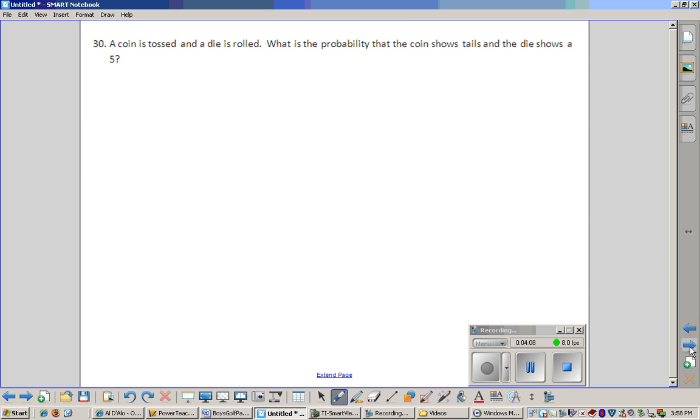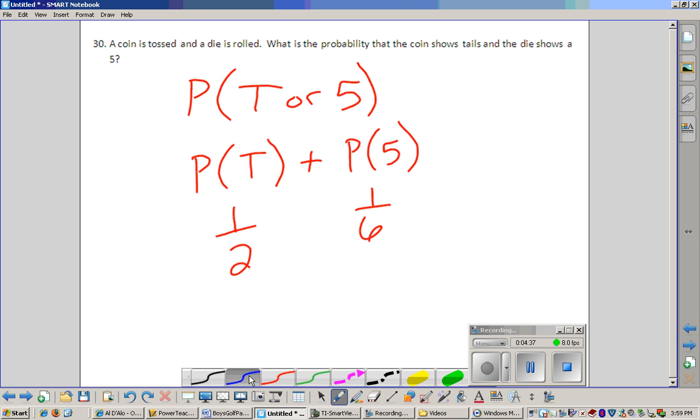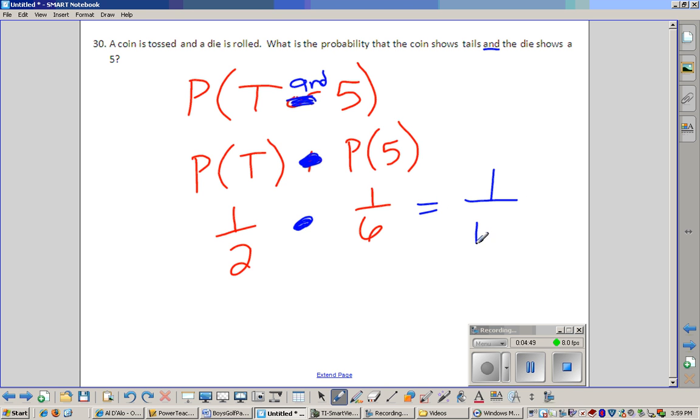Okay, and the last one is a coin toss. And they want to know what's the probability that you get a tail and you roll a 5 on a die. Now, these 2 things have nothing to do with one another. So what we're going to do is find individually the probability of a tail, which is 1/2, or means add, the probability of a 5, which is 1/6. So these guys have made a mistake. It doesn't say or. It says and. And when you see and, you should multiply. We're not going to add them, we're going to multiply them. Okay? So the final answer will be 1/12.